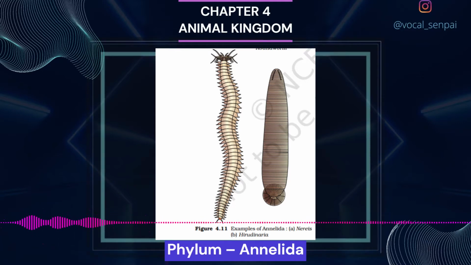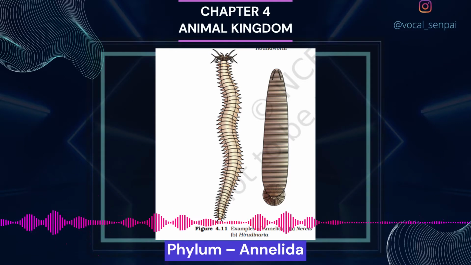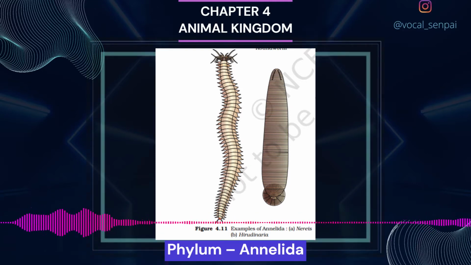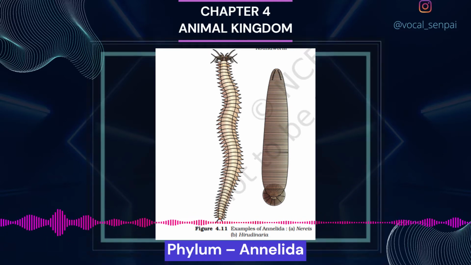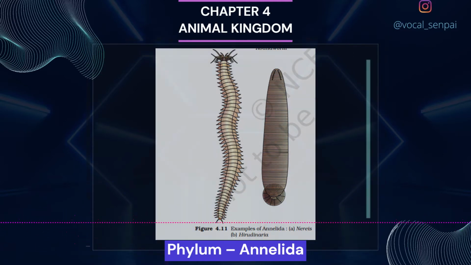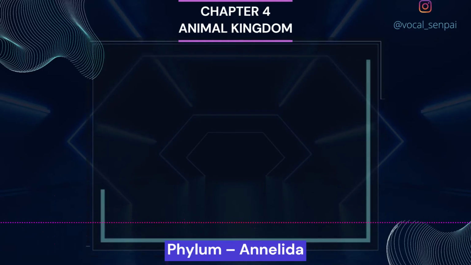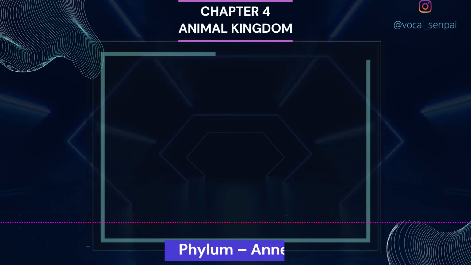Neural system consists of paired ganglia, sing. Ganglion, connected by lateral nerves to a double ventral nerve cord. Nereis, an aquatic form, is dioecious, but earthworms and leeches are monoecious. Reproduction is sexual. Examples: Nereis, Aphrodite, earthworm, and Hirudinaria, blood-sucking leech.